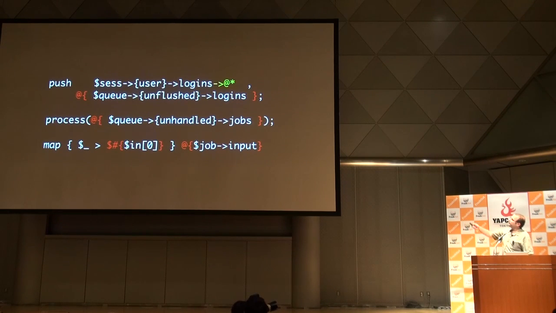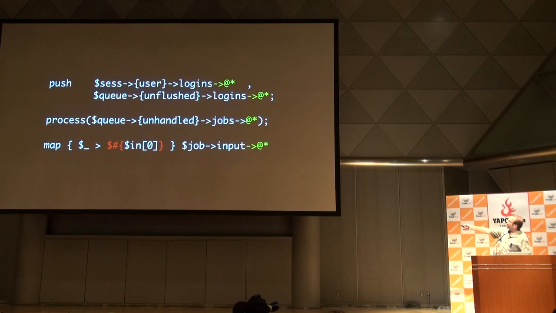Left to right. Session, user, logins, dereference array. Queue, unflushed, logins, dereference array. You can use this anywhere, right? We can use it here. It's not just because it's push. We can use it as a subroutine argument. We can put it here on the map. And how about this? This guy. What are we doing here? We're getting the maximum index number of an array reference.